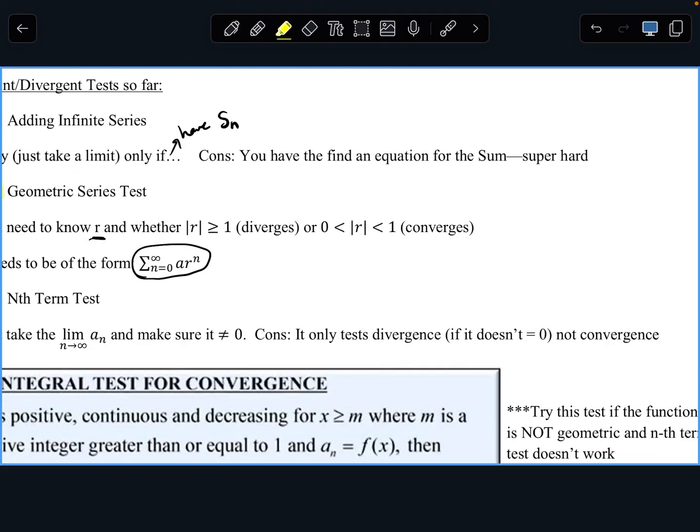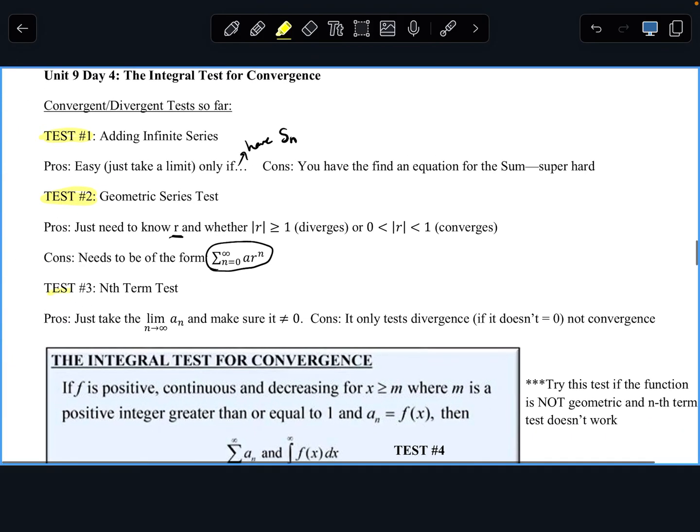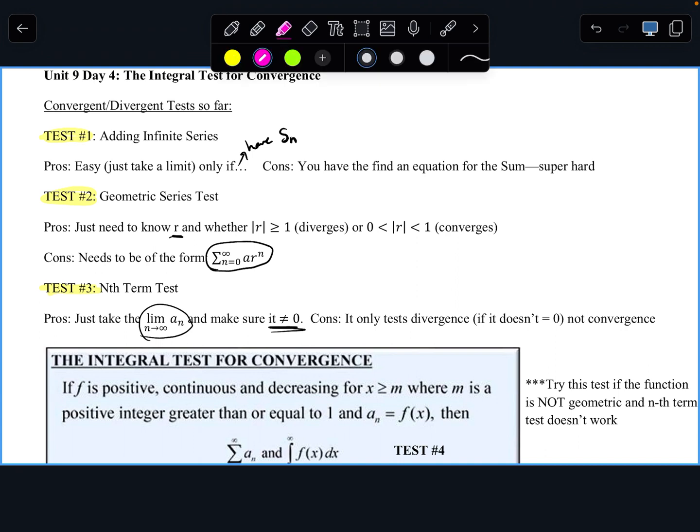Okay. Test 3 is the nth term test, which is the best one in my opinion. I love this one, but it doesn't work out a lot. You just have to make sure it doesn't equal 0. But the big deal with this guy is that it only tests divergence, not convergence. So it's only for divergence, which is sad, but it's fine.